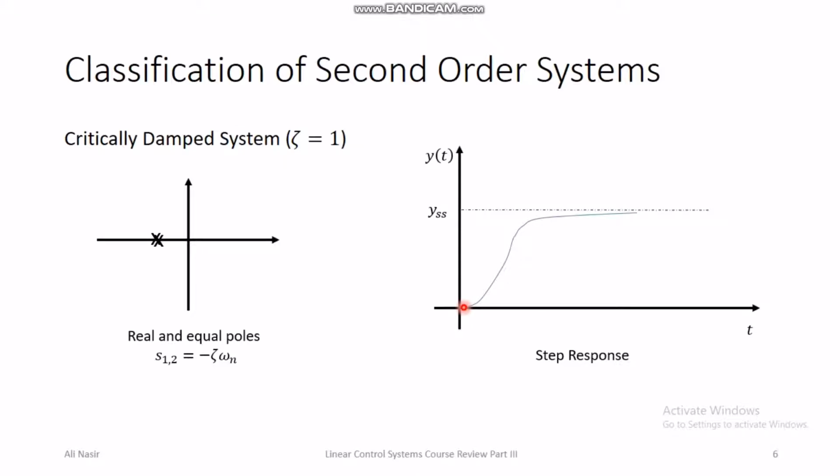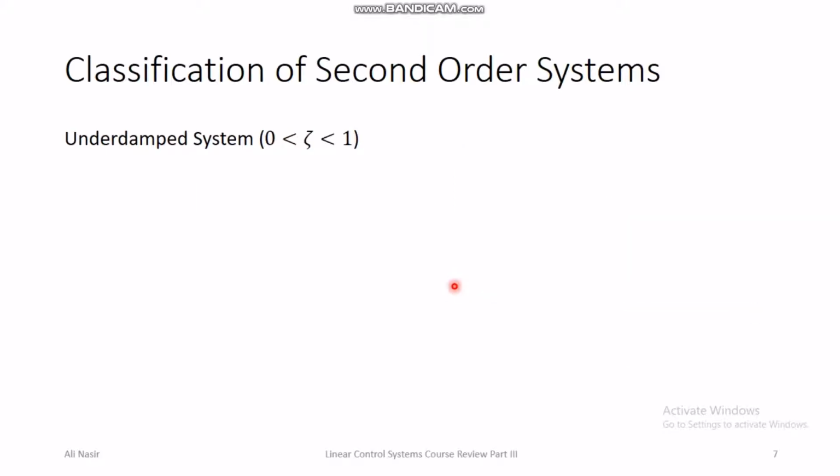The step response is very similar to the step response of the overdamped case. So similar to the overdamped case, the critically damped case also does not have any overshoot. Then there is the underdamped case.